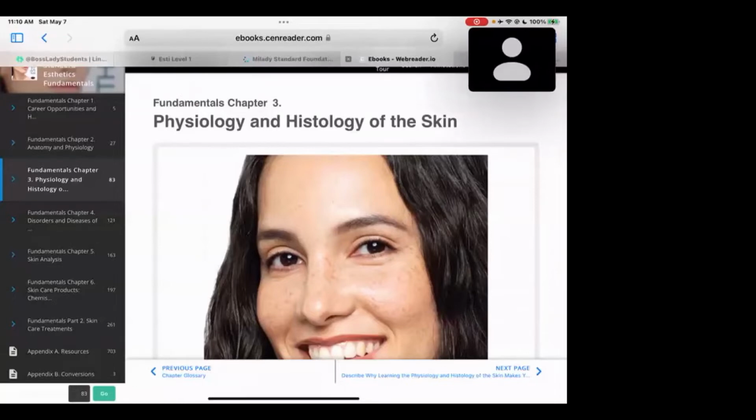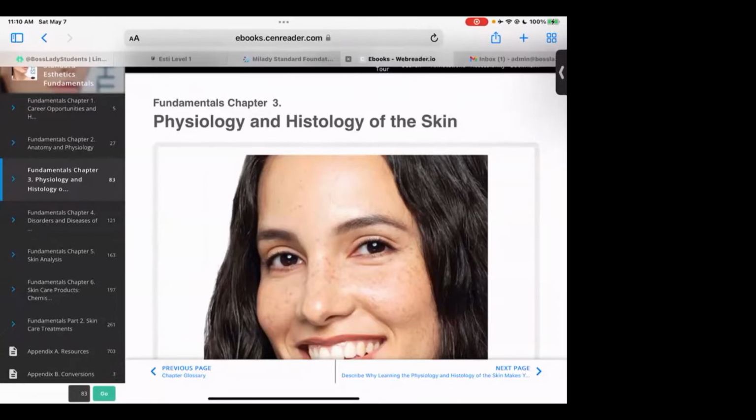Fundamentals, chapter 3, Physiology and Histology of the Skin. This is a really good chapter for estheticians. So if you have not already done the full process in the Boss Lady Beauty online, I highly recommend you do it right after the call. Read through the chapter, get a little more information, because it's such a big chapter. There's no way we're going to be able to do it all in an hour.